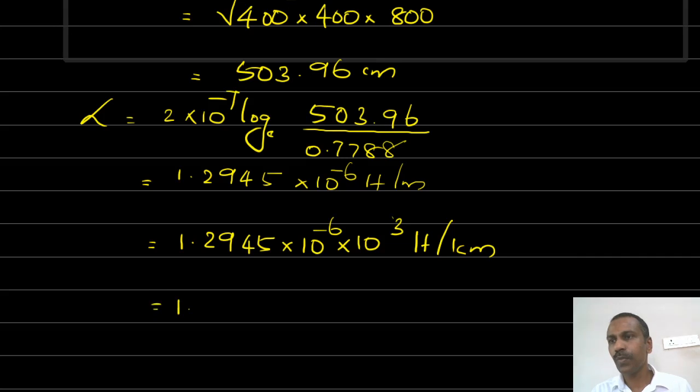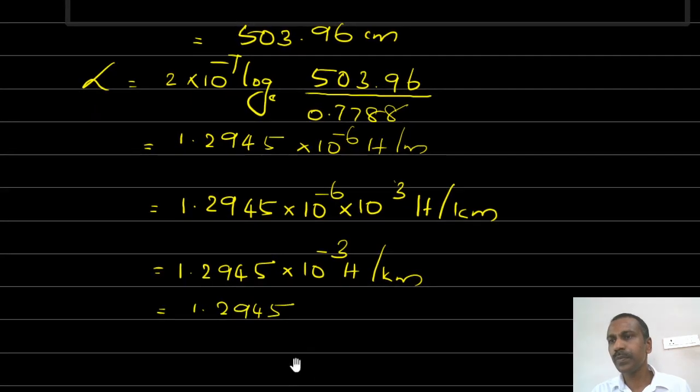This is equal to 1.2945 into 10 raised to minus 3 Henry per kilometer, which is equal to 1.2945 millihenry per kilometer. This is the inductance per kilometer length. If you want to find out the inductance for a 10 meter length, you can multiply this inductance with 10.